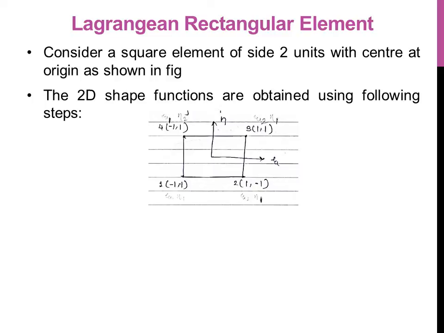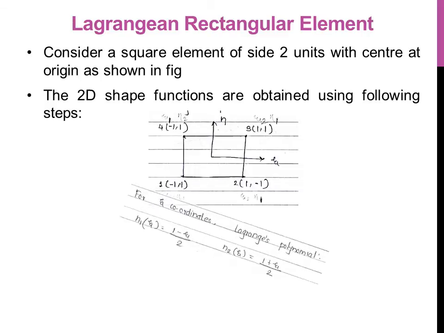So consider for the first coordinate minus 1 is zeta 1 eta 1, second coordinate zeta 2 eta 1, third coordinate zeta 2 eta 2, and fourth coordinate zeta 1 eta 2. Obviously zeta 1 is equal to minus 1, zeta 2 is equal to 1, eta 1 is equal to minus 1 and eta 2 is equal to 1.